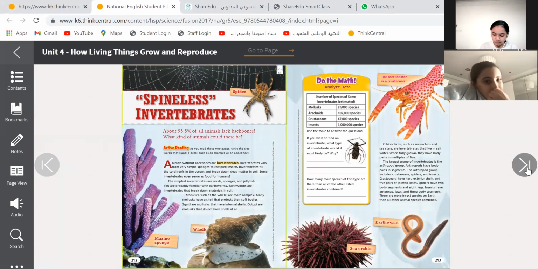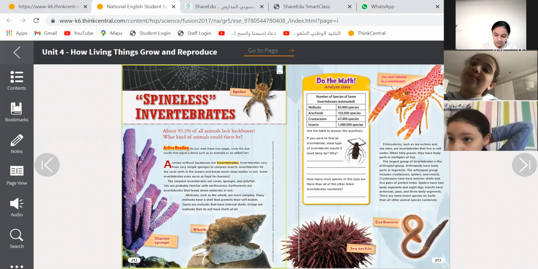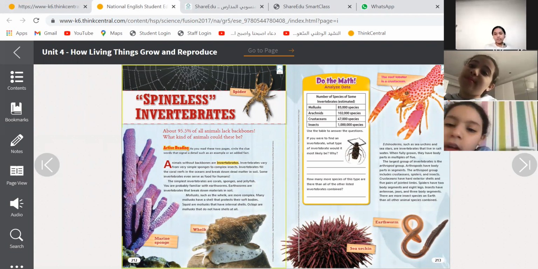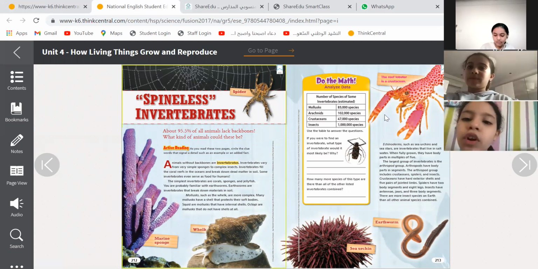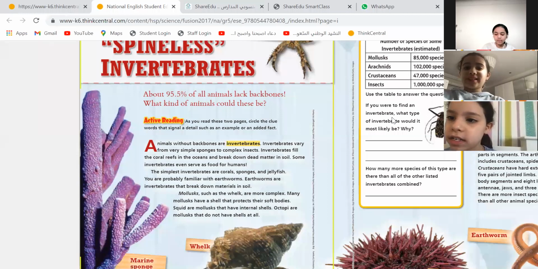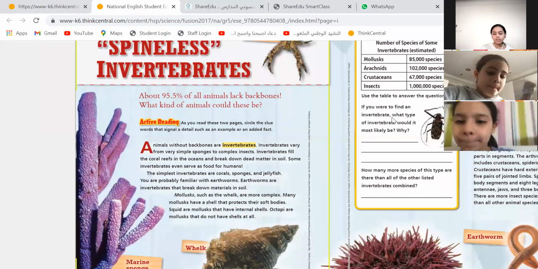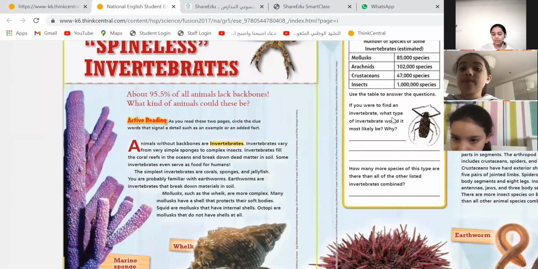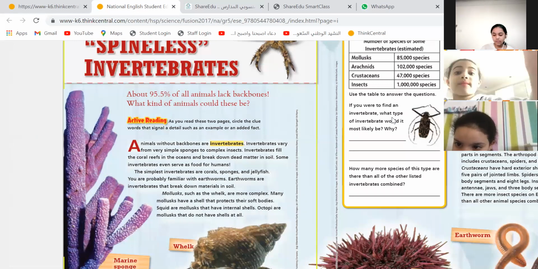Ooh, what do we have here? Are these vertebrates? Can they be vertebrates? Is this lobster a vertebrate? No. So if they are not vertebrates, what do we call them? Find it on this page. Invertebrates. Excellent. Very good. Animals without a backbone are invertebrates.